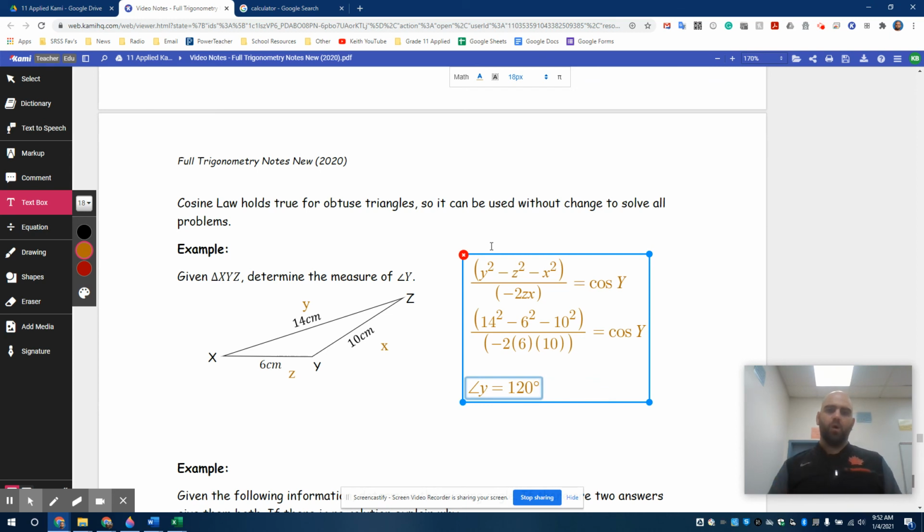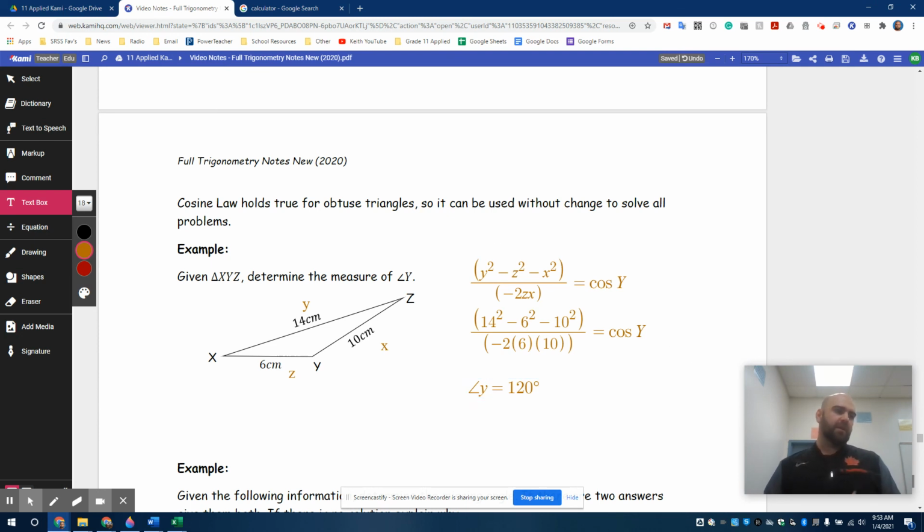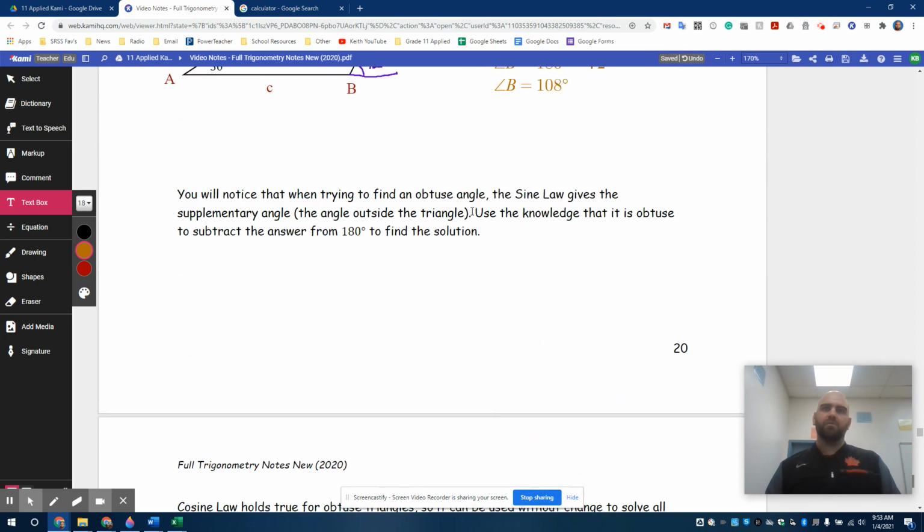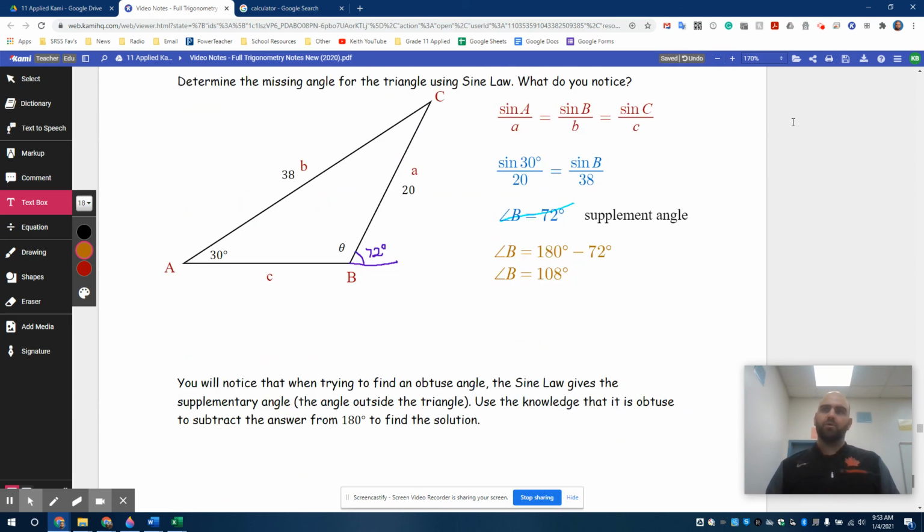You will notice that with cosine law, it already gives you that obtuse angle, and we don't have to solve for it. But if we are given something with sine law and we need to find that angle using sine law, we're going to be given this supplement angle. We're not going to be given the actual angle. So very important that we understand that, that we recognize what we're doing there, and that we have to do a supplement to solve that.